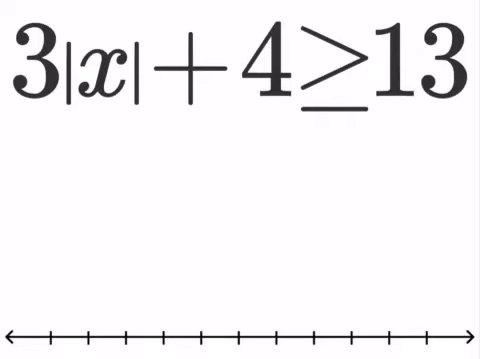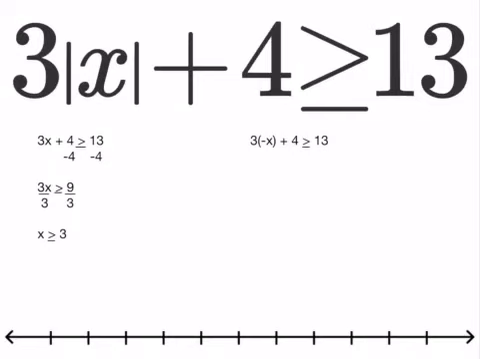3 times the absolute value of x plus 4 is greater than or equal to 13. That means that our circles are going to be filled in like the first question rather than open like the second question. Our first version, 3x plus 4 is greater than or equal to 13. Subtract 4, 3x is greater than or equal to 9. Divide by 3, x is greater than or equal to 3.